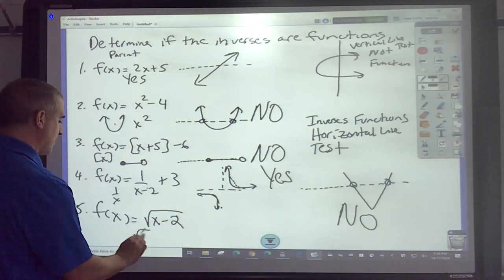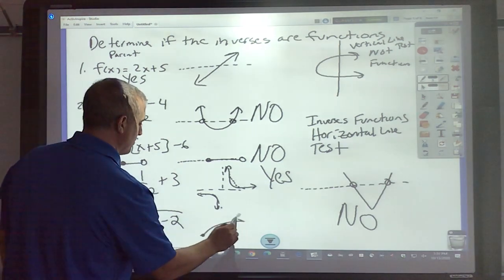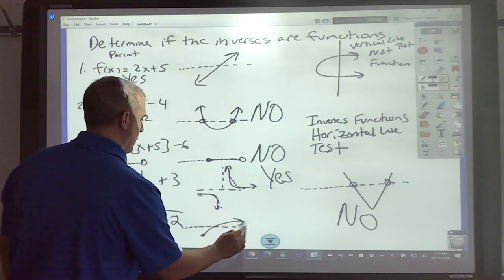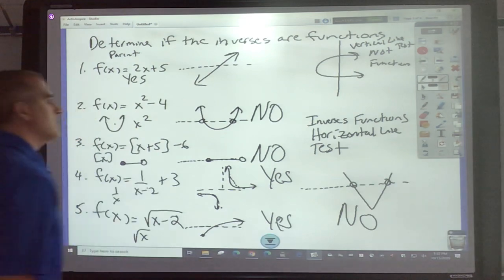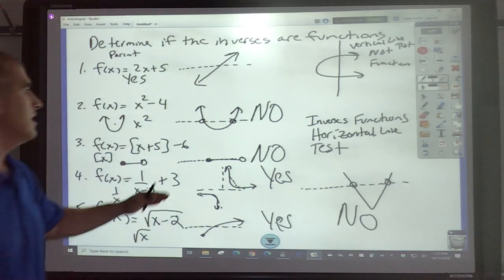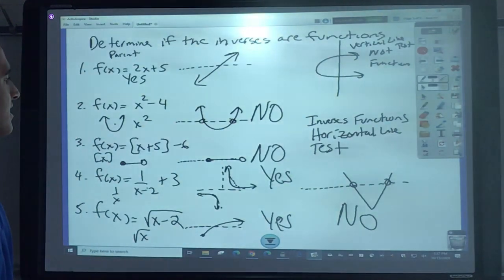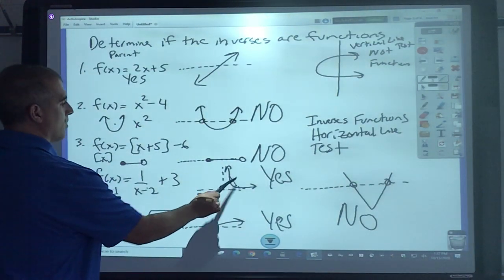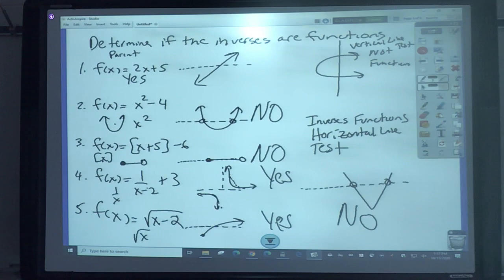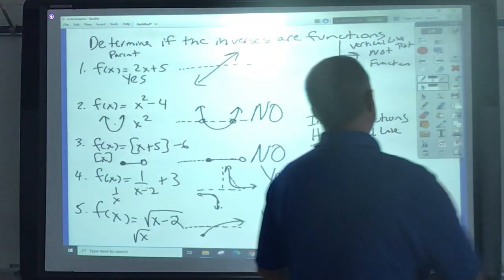This is the square root function, which looks like this. Draw a horizontal line. This would also be yes. So here's the way you can tell. If it definitely crosses through more than one, that is no. The ones to watch out for are the rationals. Those inverses end up being functions.